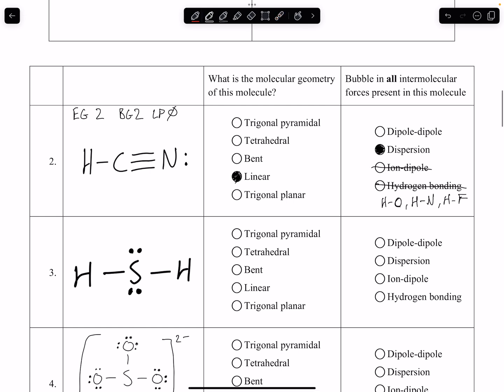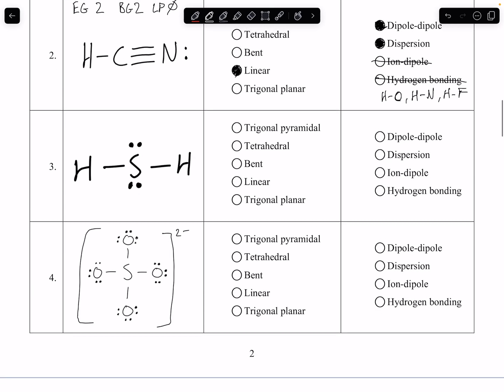It's not ion dipole. Is it dipole-dipole? Well, the hydrogen-carbon bond has a different polarity than the carbon-nitrogen bond. So yes, this is polar. And so it has dipole-dipole. On to the next. H2S.